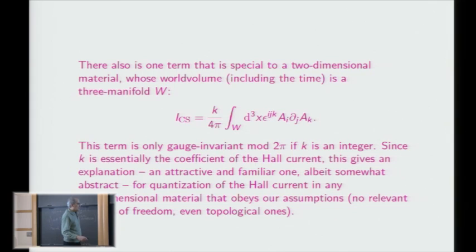So this approach gives an attractive and familiar, although slightly abstract, explanation for quantization of the Hall current in any two-dimensional material that obeys our assumptions. Our assumptions were that there are no relevant degrees of freedom, not even topological ones. In other words, our assumption was that you can describe the physics completely by some kind of effective action for the electromagnetic field with no other variables. Given that, Hall currents come from this funny term in the action, and the coefficient is an integer.